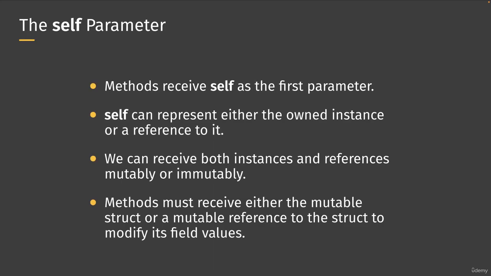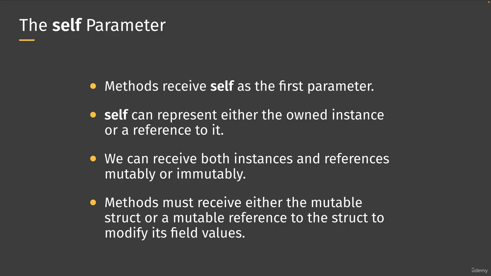So those methods are regular functions, but one really interesting note is that they will always receive the keyword self as the first parameter. Now, what self can be can differ depending on how you write your code. Self can represent either the owned instance, the actual concrete value itself, or a reference to it, in other words, the memory address of the instance, which prevents the transfer of ownership. In addition to those two options, we have two more combinations in that we can receive either the instance or the reference mutably or immutably.